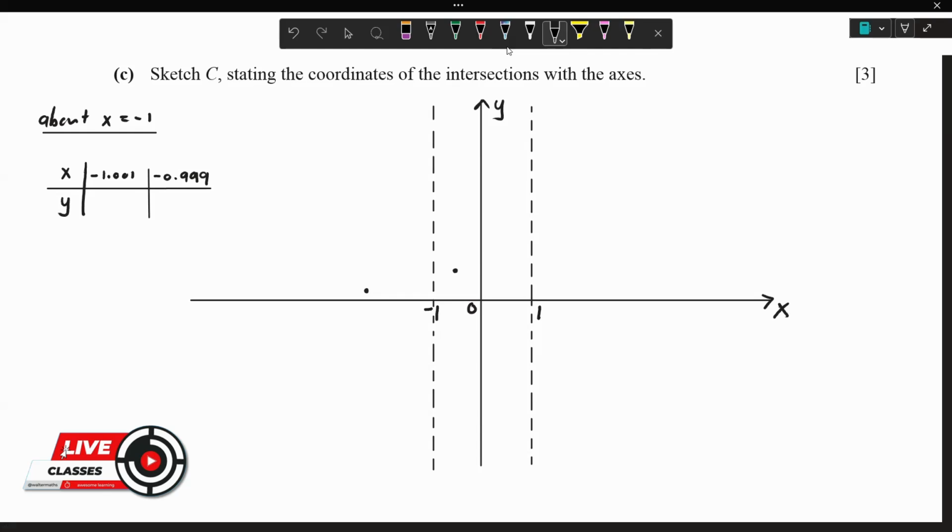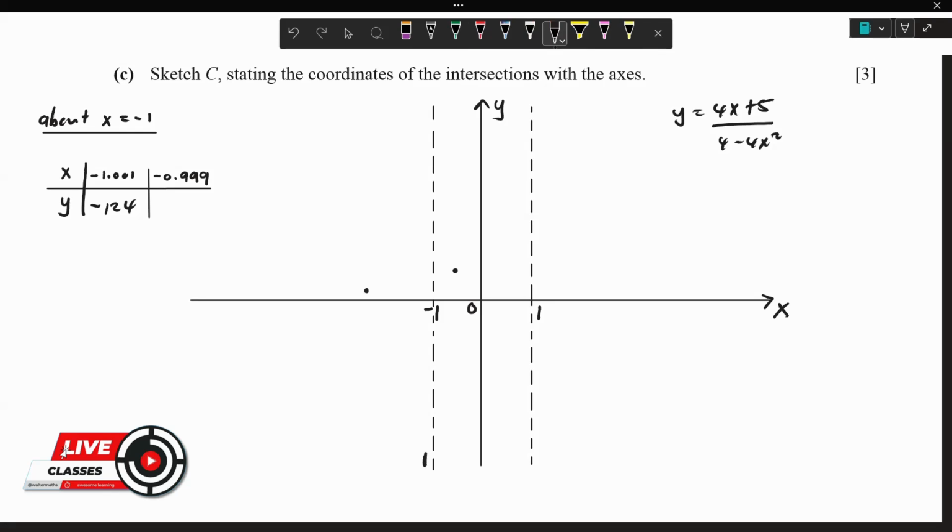How does y behave? So we start with minus 1.001. If we substitute it into the original equation, y is equal to (4x plus 5) over (4 minus 4x squared), we get something very big over something very small, which means the graph should be coming from somewhere down here.